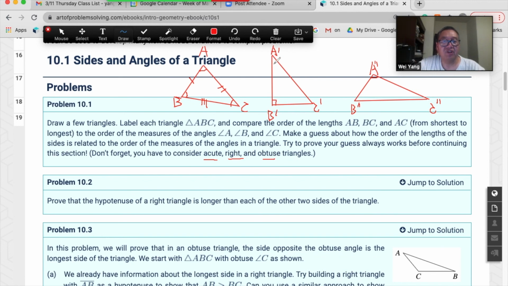You say this one's 90 degrees. Definitely these two angles are less than 90 degrees. Then you can say corresponding to this right angle is A prime, C prime. This one's the hypotenuse. That's the longest side in this right triangle, right? Then this angle looks greater than this one, right? So then you can say this leg, A prime, B prime, is longer than B prime, C prime. In this obtuse triangle, you can say this angle is greater than 90 degrees. Then B double prime, C double prime is the longest side in this triangle. Then this angle looks greater than this one. Then this side will be greater than this one.